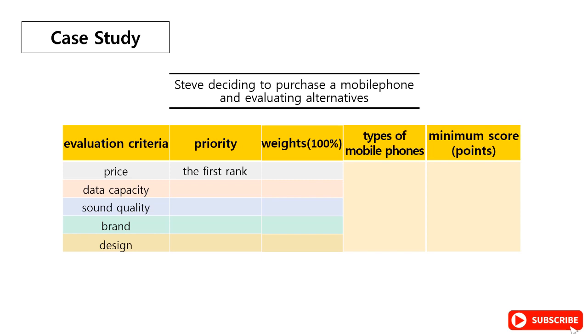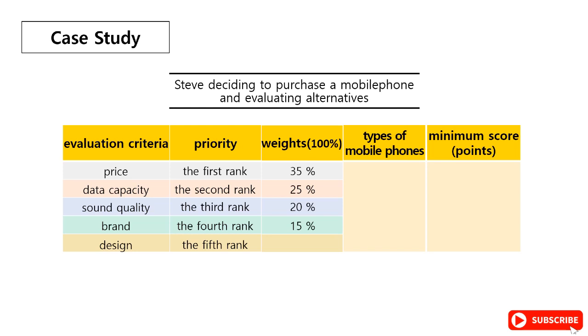Among them, he prioritized price as the first rank, data capacity as the second rank, sound quality as the third rank, brand as the fourth rank, and design as the fifth rank. He assigned weights to the criteria as follows: price 35%, data capacity 25%, sound quality 20%, brand 15%, and design 5%. There are 3 types of mobile phones available: A, B, and C.